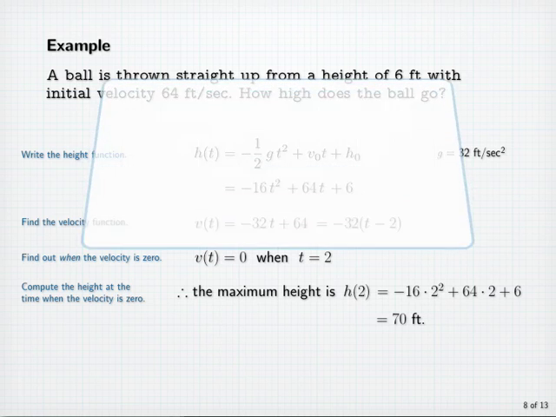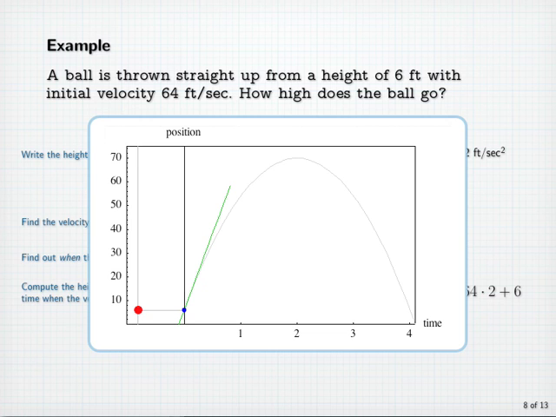Now let's look at an animation of the flight of the ball. Notice the ball goes up, reaches its maximum height when the velocity is 0, then begins to fall and eventually hits the ground.